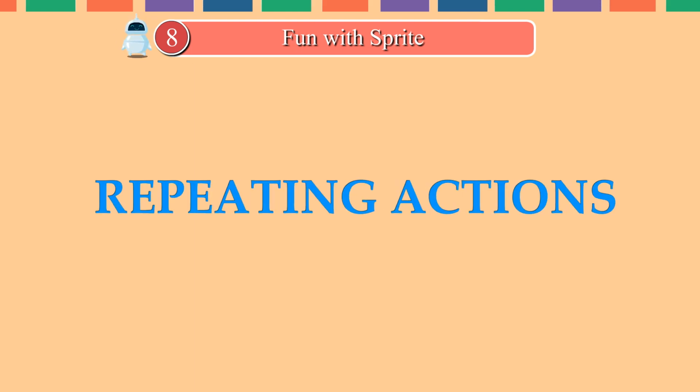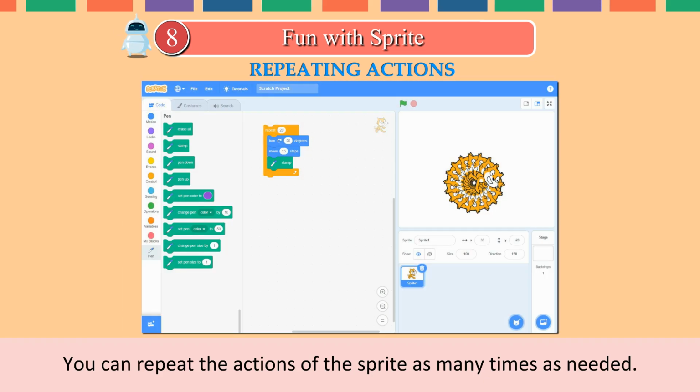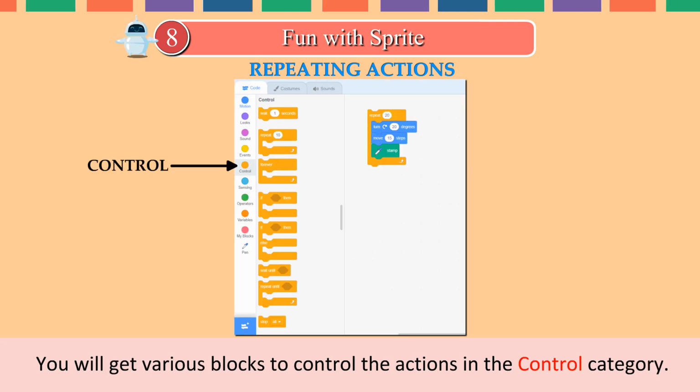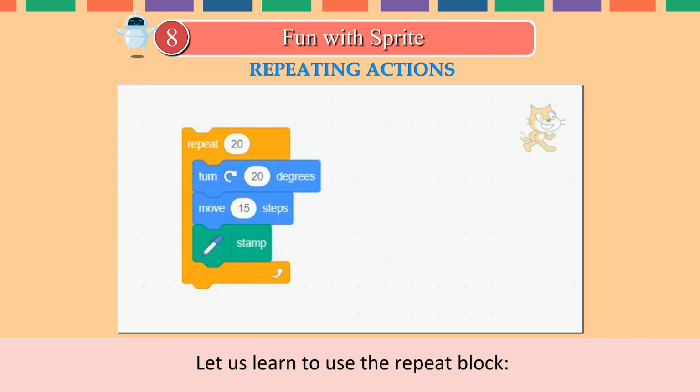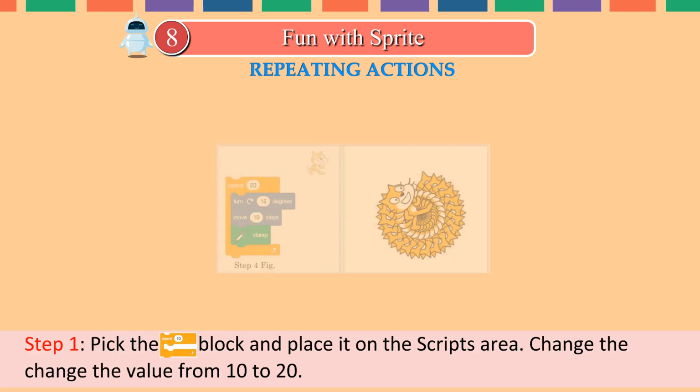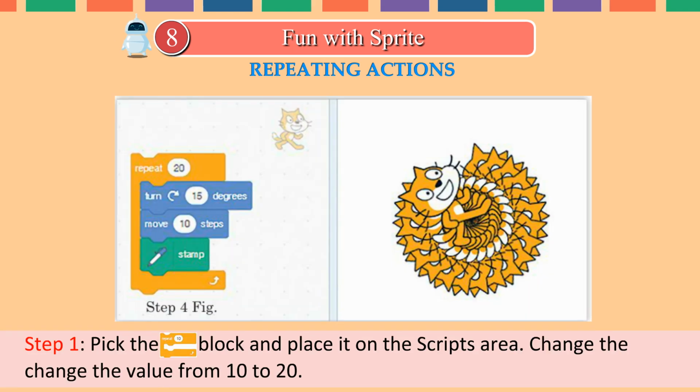Repeating actions. You can repeat the actions of the sprite as many times as needed. You will get various blocks to control the actions in the Control category. Blocks held inside the Repeat 10 block are repeated for the number of times mentioned in the block. Let us learn to use the Repeat block. Step 1. Pick the Repeat 10 block and place it on the Scripts area. Change the value from 10 to 20.